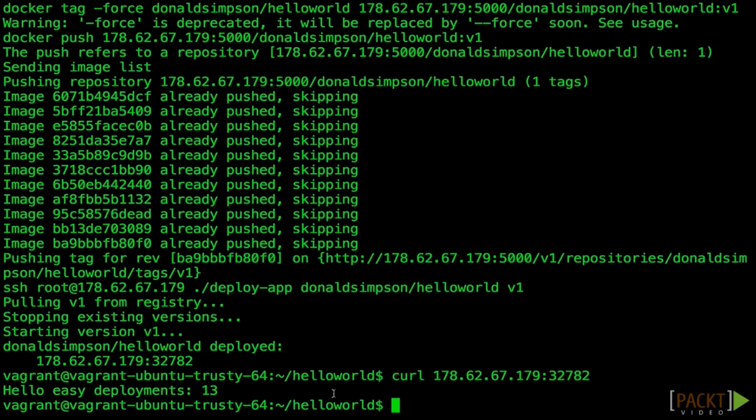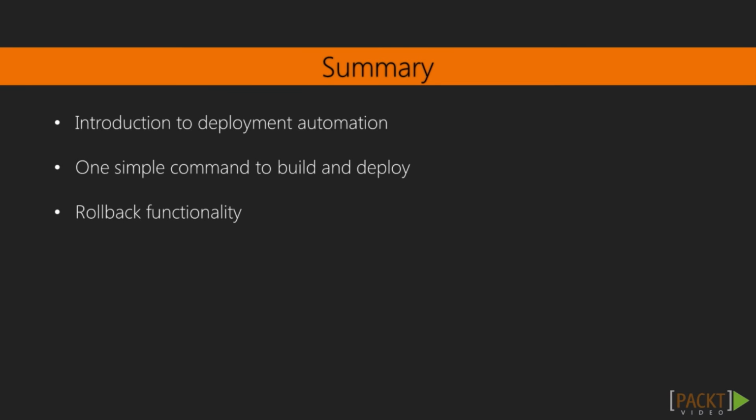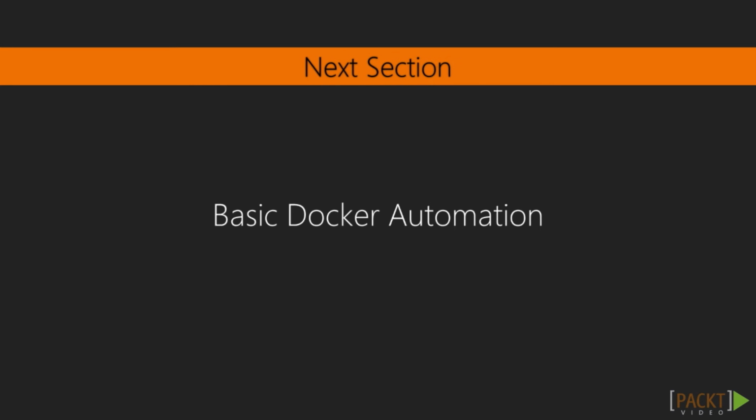That concludes this section on deploying a web application with Docker. We now have a very simple system that in one command can build and deploy Docker containers, and in just another, roll back. You can see how quickly we can build up automation around Docker. Our next section will dive into this automation more thoroughly.